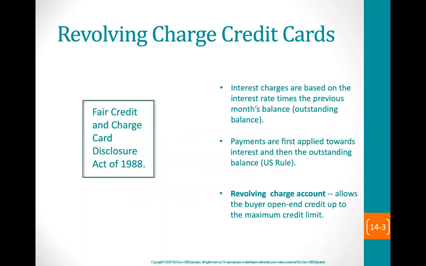The Fair Credit and Charge Card Disclosure Act of 1988. To protect consumers, Congress passed the Fair Credit and Charge Card Disclosure Act of 1988. This act requires that for direct mail application or solicitation, credit card companies must provide specific details involving all fees, grace periods, calculations of finance charges, and so forth. In 2009, the Credit Card Act was passed to provide better consumer protection in dealing with credit card companies.